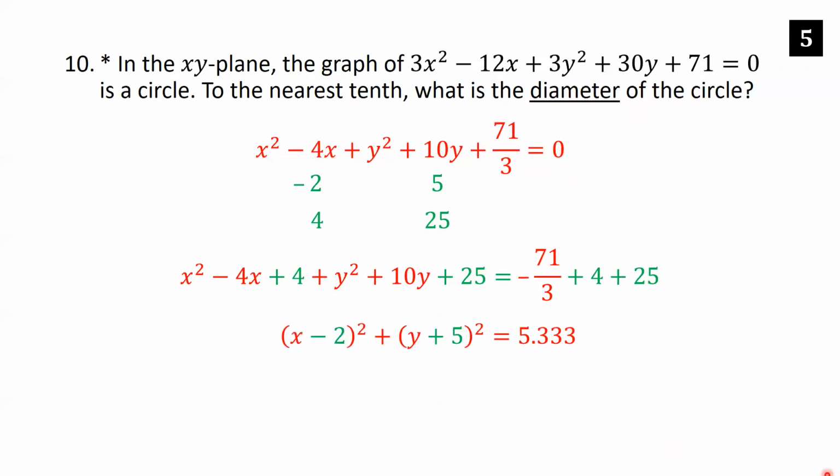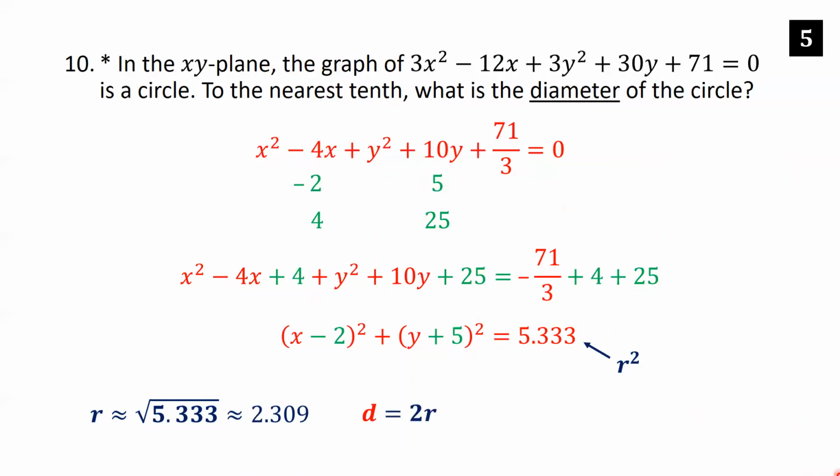Okay, and then we have x minus 2 squared. The negative 2 comes from here. Plus y plus 5 squared. The 5 comes from here. And I add all these up in my calculator to get 5.333 approximately. So r squared is about 5.333. I take the square root in the calculator to get about 2.309. And we want the answer to the nearest tenth.